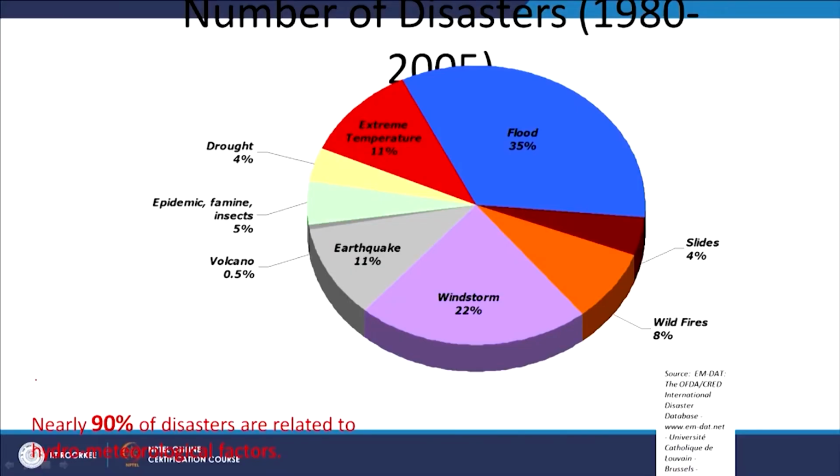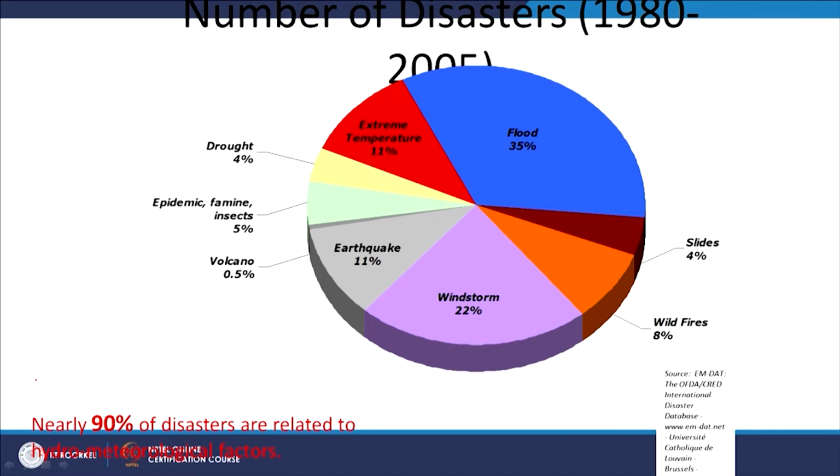Now, when we are talking about hazards, can we avoid hazards? No. Historically, hazards were there, they are there, and they will remain. So we cannot avoid hazards basically. Now looking into the number of disasters from 1980s to 2005, as I told also before, it is the flood that is the most reported disastrous event. 35% of all disasters from 1980 to 2005 are flood disasters.